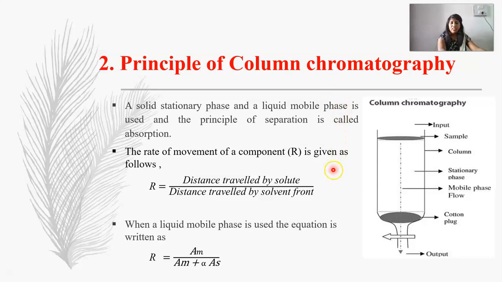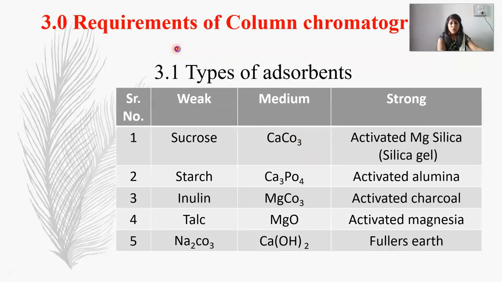Okay. Next is the instrumentation of column chromatography, or you can also call it the practical requirements of column chromatography, or simply requirements of column chromatography. First requirement is type of adsorbents. There are three different types of adsorbents, that is weak, medium and strong, that can be utilized for chromatography.